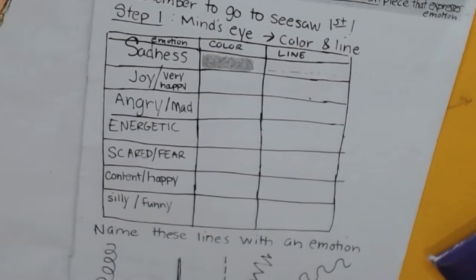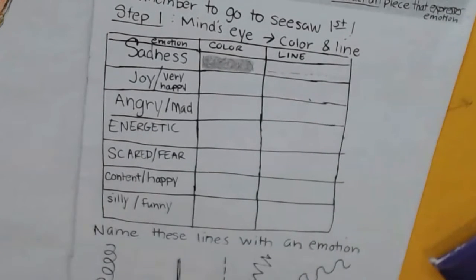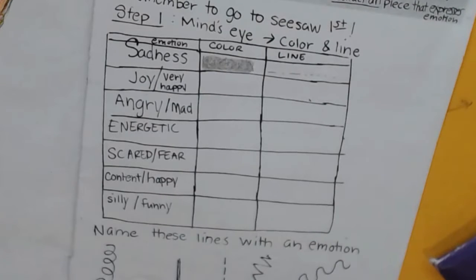What is something that's so joyful and just so happy? And you're jumping up and down, and everything is just so exciting. Oh my goodness! Such joyful joy, happiness. Just super pleasant. Okay. So, think of the color. And think of the line.